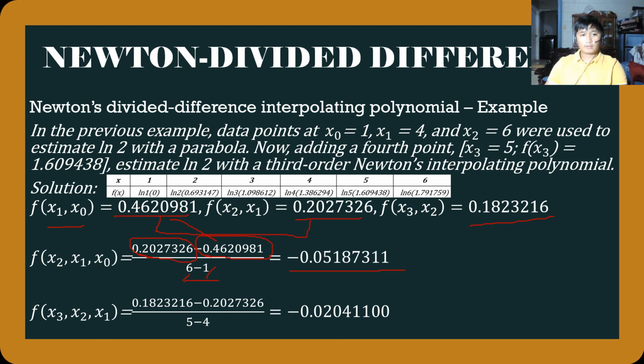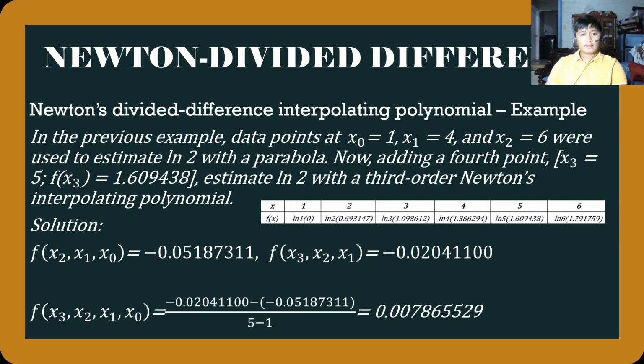And then the same here from this value here. And then this one, 5 minus 4. So we got this value, 0.02041100. And then for the last value here, again this one, we got a value of 0.07865529.